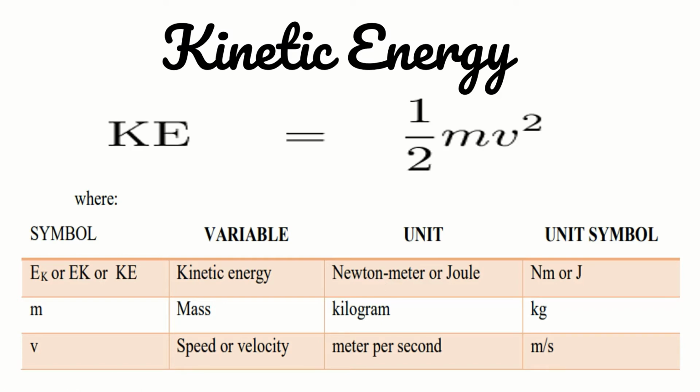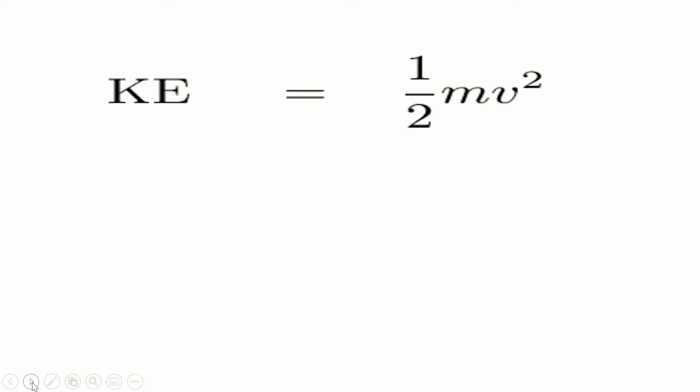Ulitin natin, ang formula para makuha ang value ng kinetic energy ay kinetic energy is equal to 1/2 mass times velocity squared. Ulitin natin, 1/2 mass velocity squared. So now, let's go to a sample problem. But bago yun, papakita ko muna sa inyo yung mga formulas na pwede niyong gamitin to compute sa ibang problems involving kinetic energy. So first, kinetic energy is equal to 1/2 mv squared.